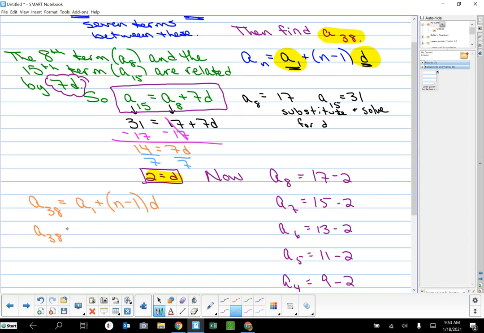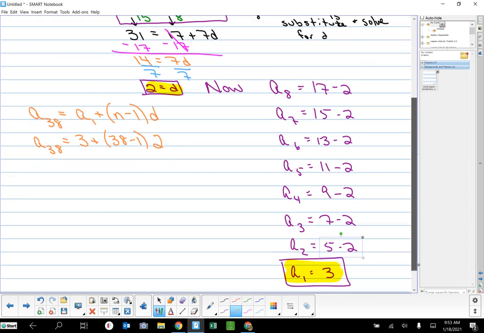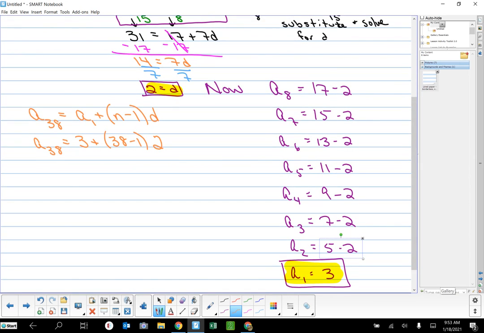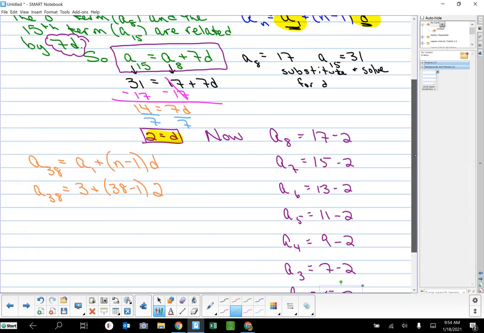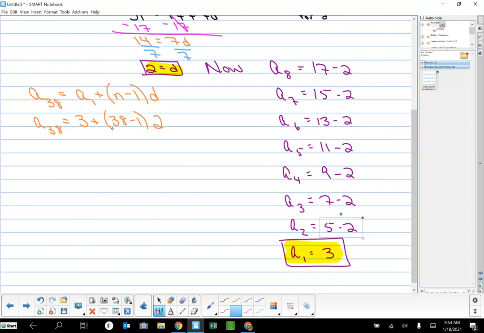So a sub 38, a sub 1 is 3, plus n is the subscript, so that's 38 minus 1, and d is 2. All right, so that being said, 28 or 38? Oh, well, I have 28 in my notes, but I think I wrote 38 up there, so we'll just do this. All right, so I have a sub 38.